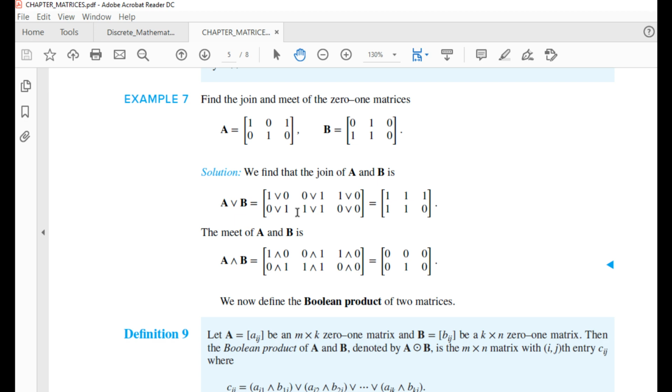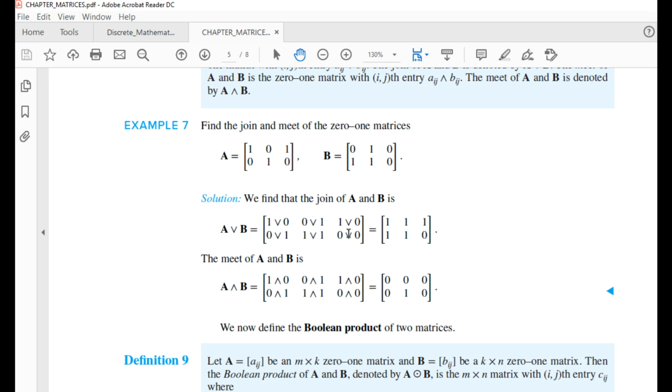Instead of the OR, we're going to be using the AND. You just have to consult the same table as what I presented earlier, and there you go. You are able to find the join. Join is associated with the OR, and the meet is associated with the AND. So it's a very easy operation to follow.